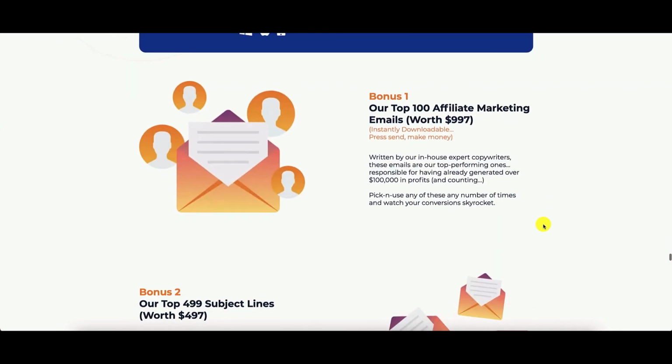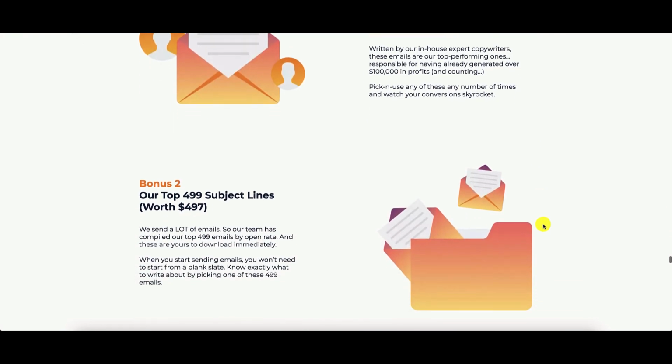Now, here are a couple of bonuses that Neil is giving out as well. Bonus number 1 is the top 100 affiliate marketing emails that you can copy and modify as you wish. Bonus number 2 is the top 499 subject lines, copy and use or edit and use.